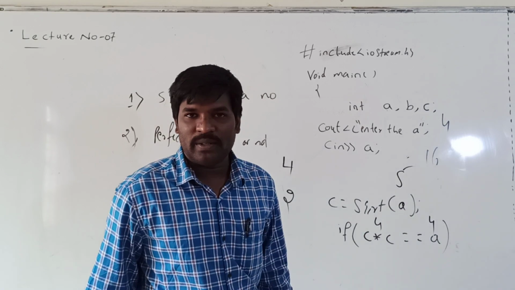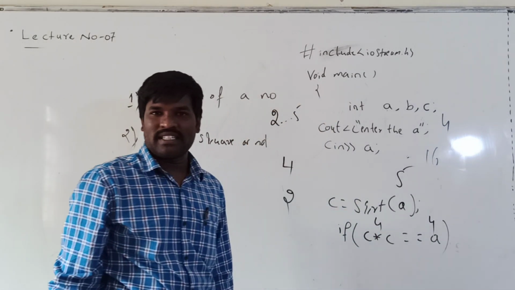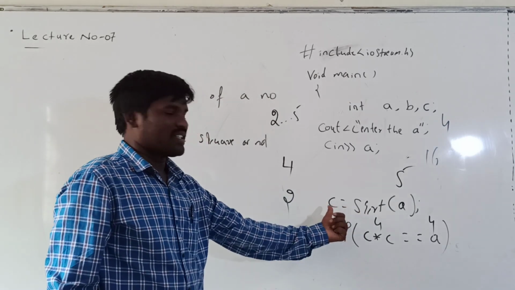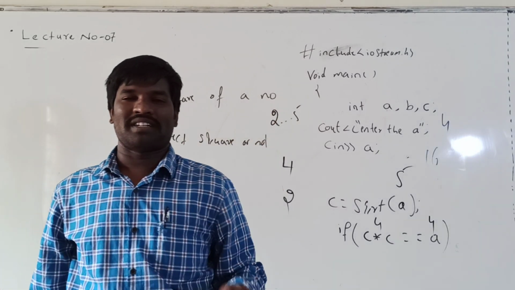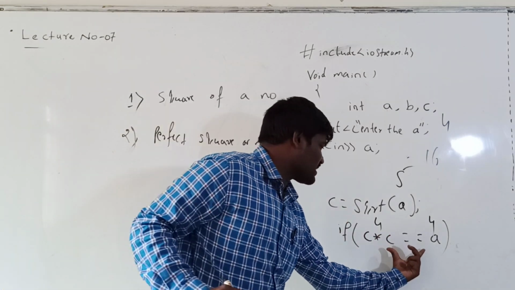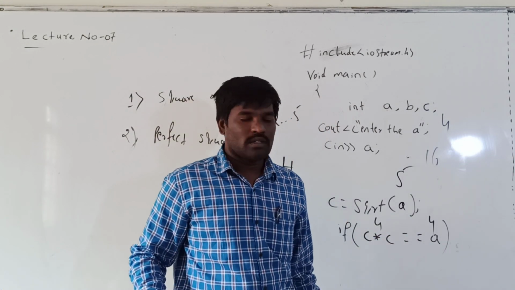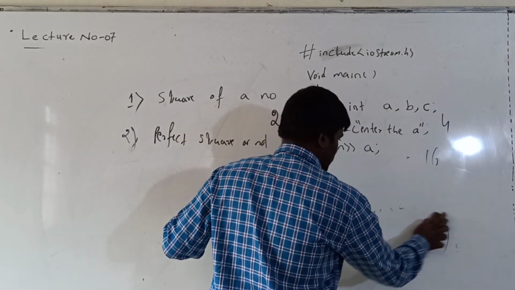Square root of 5 is 2.5 or 2 point something, and it is stored in C. If you multiply 2 point something into 2 point something, you will not get an accurate 5. So that time the condition becomes false. So first thing you have to remember is, you cannot directly multiply.